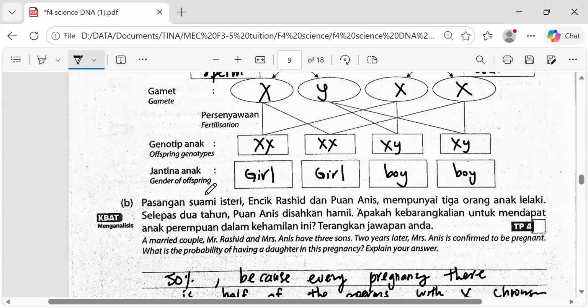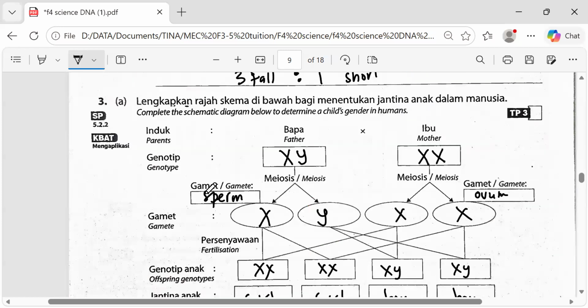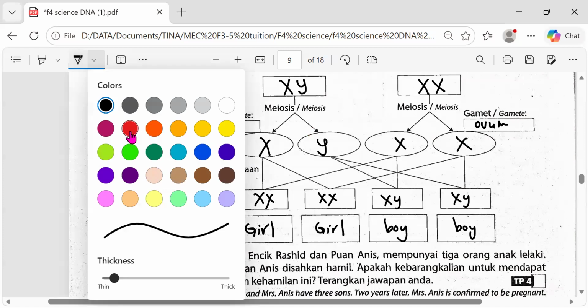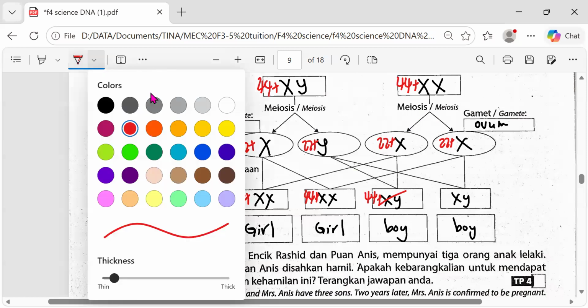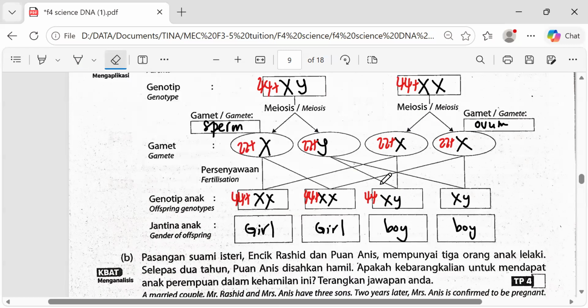Wait, let's go back to this. Okay, this one, right? For SPM, they want you to show all. You cannot just show XY. You have to show 44 plus XY, 44 plus XY, 22 plus X, 22 plus X, 22 plus Y, 22 plus Y. Can you change this? It is completely stupid, but we have to do this. Do you know why? Because you have to show the total one. Can you please add the 44 and the 22? Do you understand why? Because you're showing all the other chromosomes.